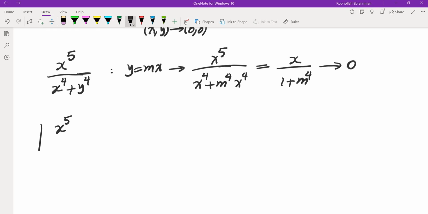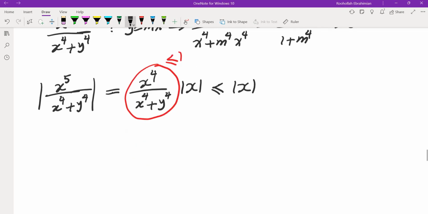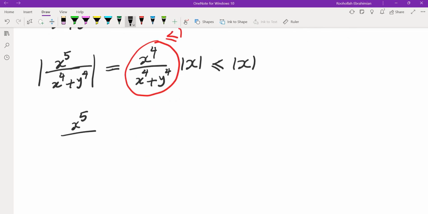So we're going to take x to the fifth over x to the fourth plus y to the fourth, and we are going to separate this into x to the fourth over x to the fourth plus y to the fourth, times absolute value of x. I'll have to show that this is less than something that goes to 0 and then apply the squeeze theorem. Now again, this fraction does not exceed 1. So this gives us less than or equal to absolute value of x, which means x to the fifth over x to the fourth plus y to the fourth is less than or equal to absolute value of x, and greater than or equal to negative absolute value of x.